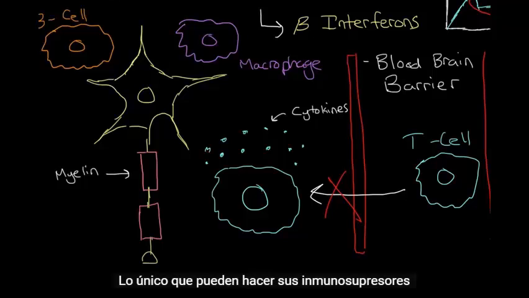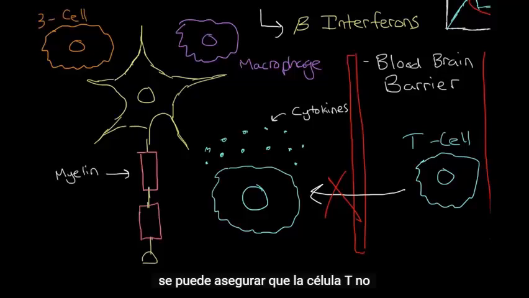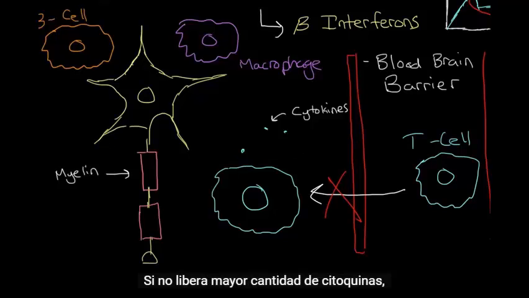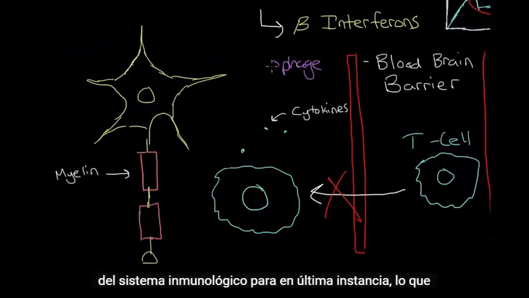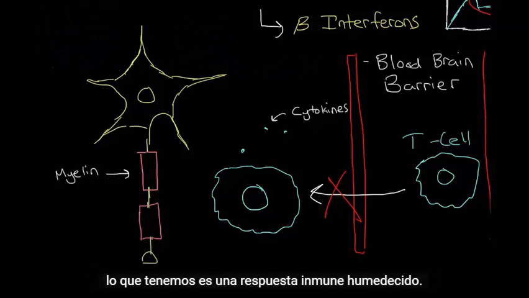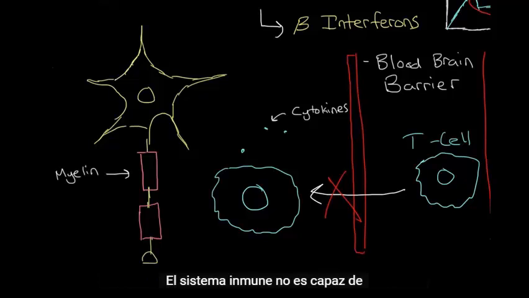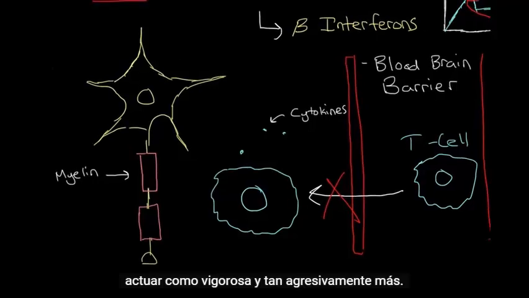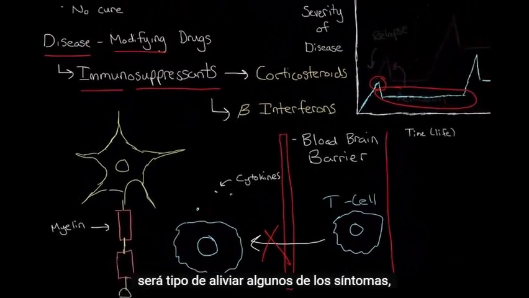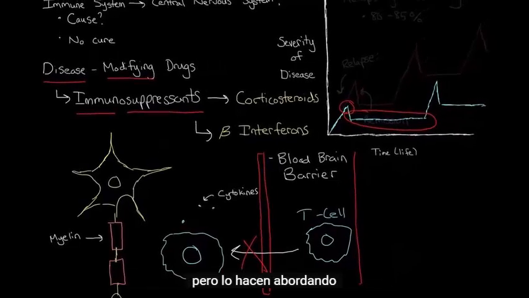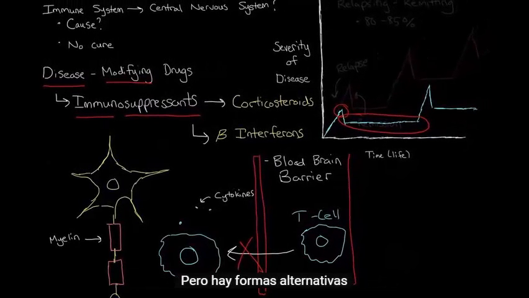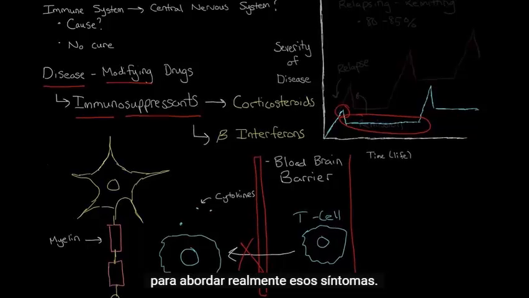But one thing your immunosuppressants can do is they can ensure that the T cell doesn't react so vigorously to the myelin. If it doesn't react as much, it may not release so many cytokines. If it doesn't release as many cytokines, then those cytokines won't really be able to recruit the other cells of the immune system. So ultimately what we have is a dampened immune response. The immune system isn't really able to act as vigorously and as aggressively anymore. So of course these disease-modifying drugs will kind of relieve some of those symptoms, but they do so by addressing the pathophysiology. But there are alternative ways to really address those symptoms.